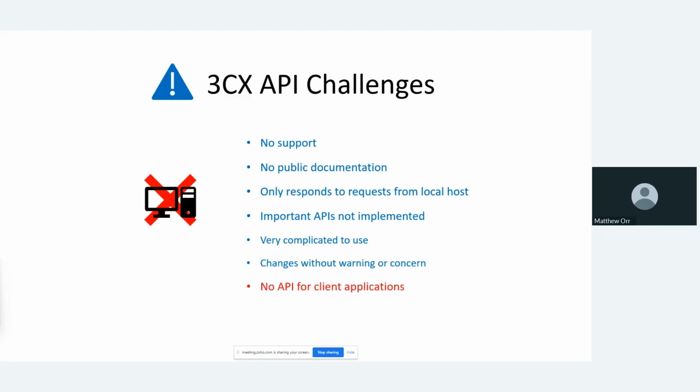And the last thing that I wanted to note was that there is no API for the client applications: 3CX Phone for Windows, iPhone, Android, web, and the PWA Electron client. There's no APIs for those. You could probably do something kind of hacky to make changes to those applications, but it would certainly be frowned upon by 3CX.